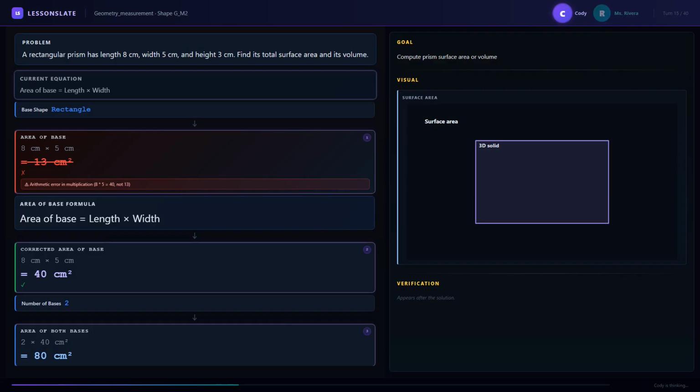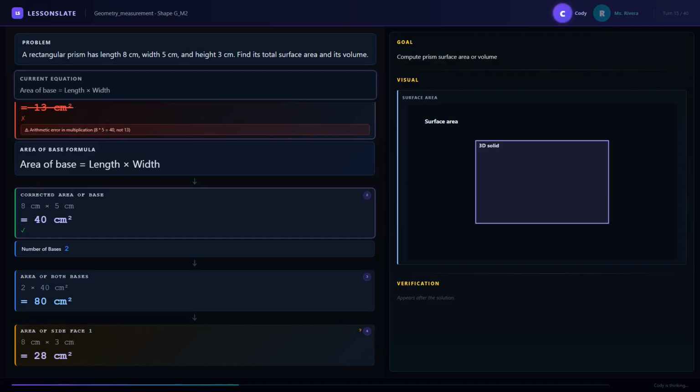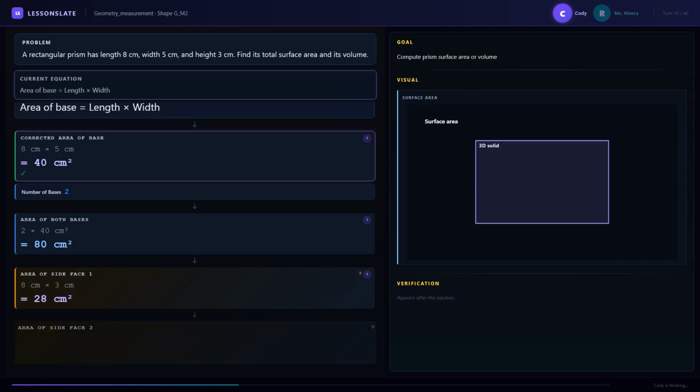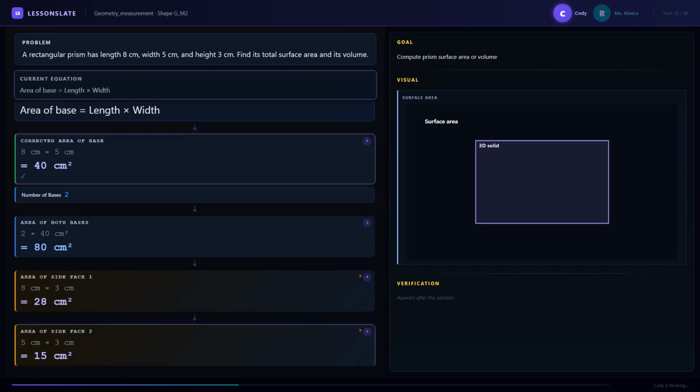Okay, so for the 8 centimeters by 3 centimeters faces, that's 8 times 3, which is 28 square centimeters. And then for the 5 centimeters by 3 centimeters faces, that's 5 times 3, so 15 square centimeters. So I have 2 faces that are 28 square centimeters each, and 2 faces that are 15 square centimeters each.